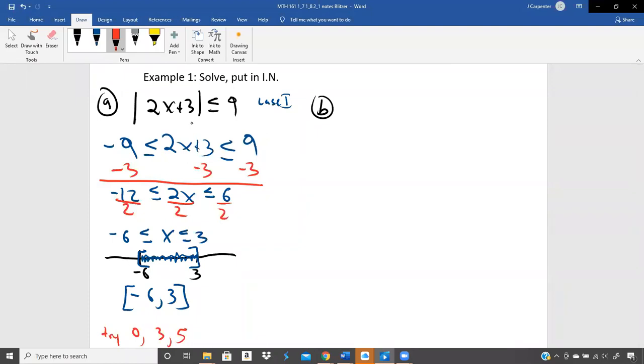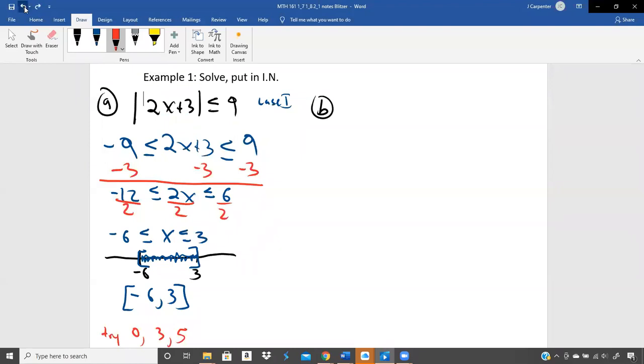So if we try 0, 2 times 0 is 0, 0 plus 3 is 3. So the left side is 3, and the absolute value of 3 is 3, and 3 is less than 9, so it works. So 0 works, and guess what? 0 is in this correct window. 0 is right here, not exactly there, but you know what I mean. It's in there somewhere. So 0 worked.